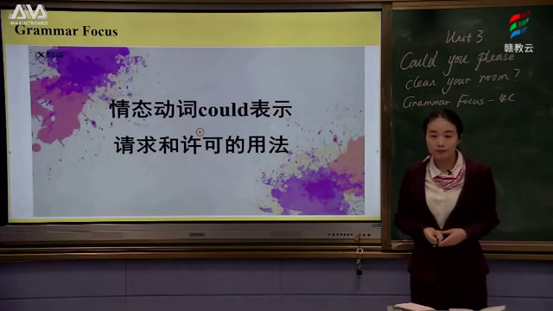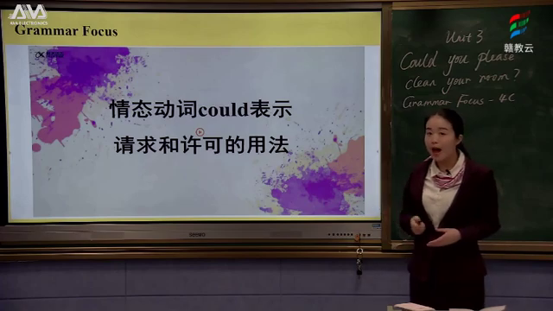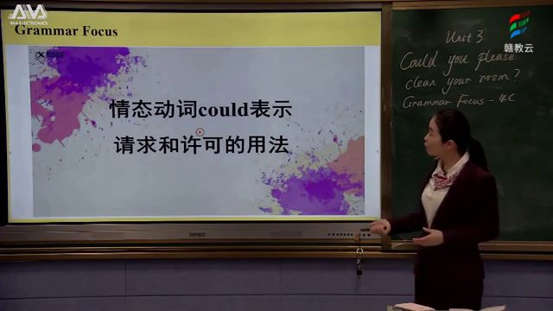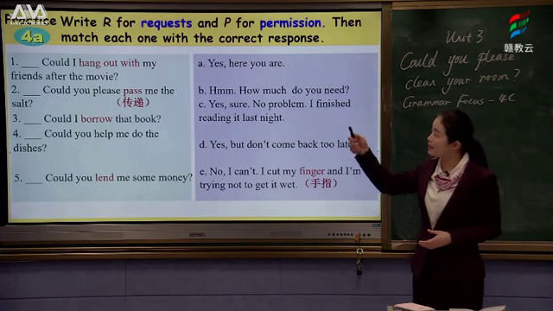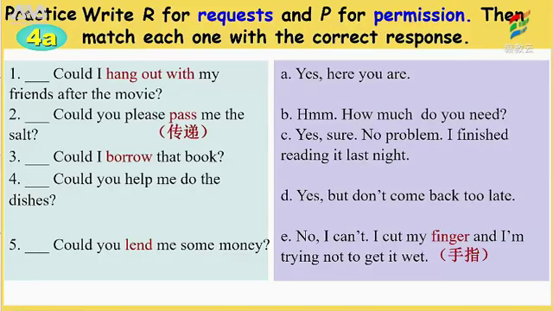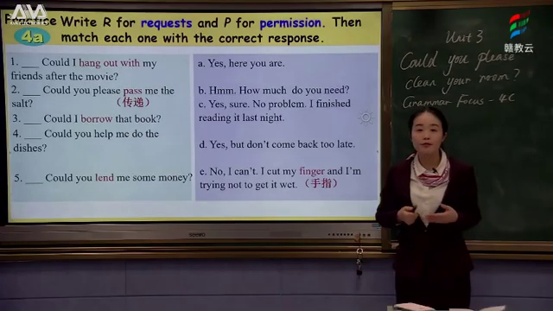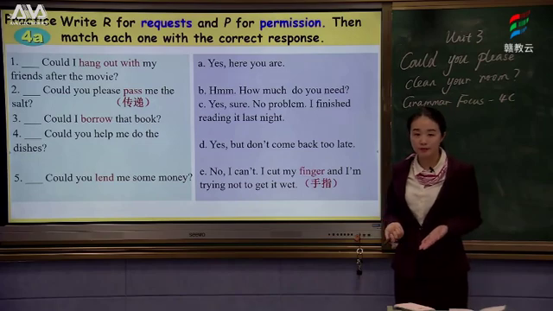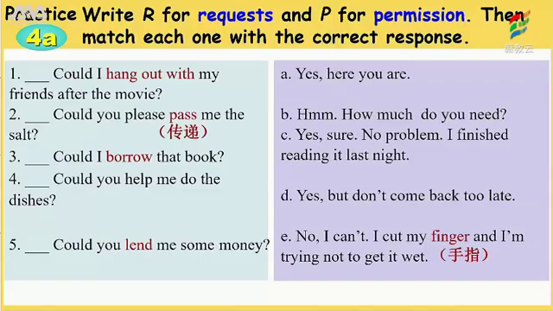Now, boys and girls, after watching the video, I believe you can finish the exercises in 2A. Now, write R for request and P for permission. Then match each one with the correct response. 把它与正确的回答进行连接。Okay, I will give you some time to finish it. Okay, go.